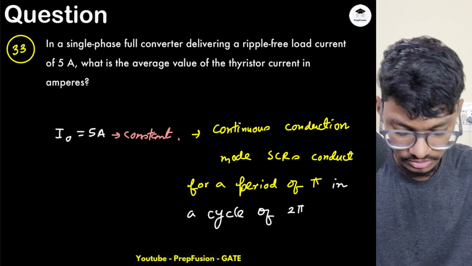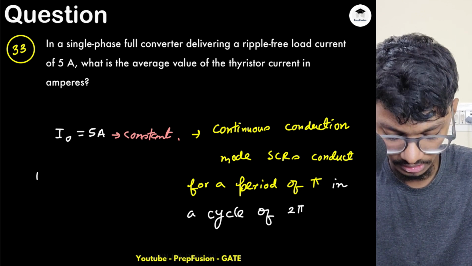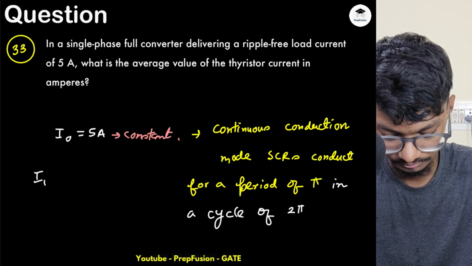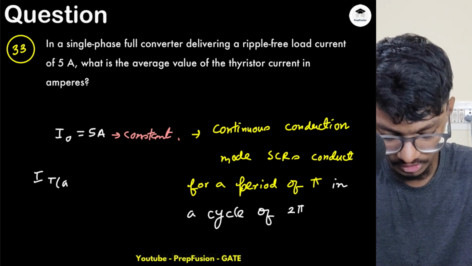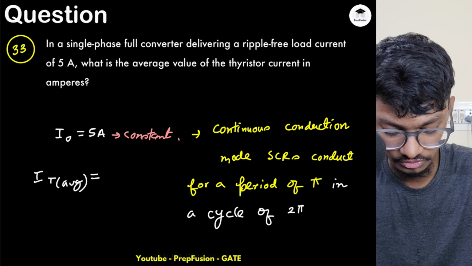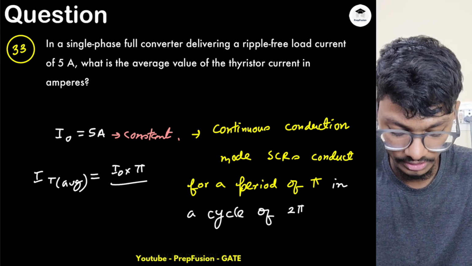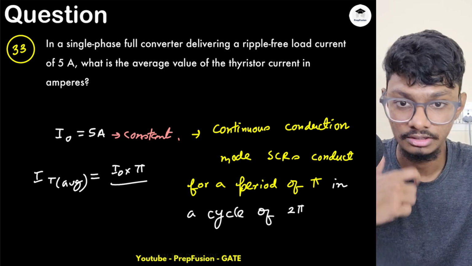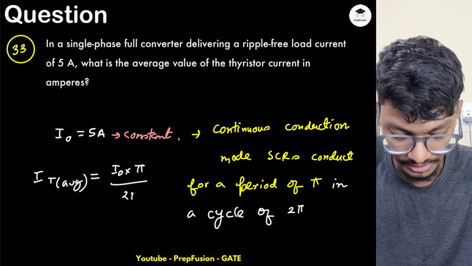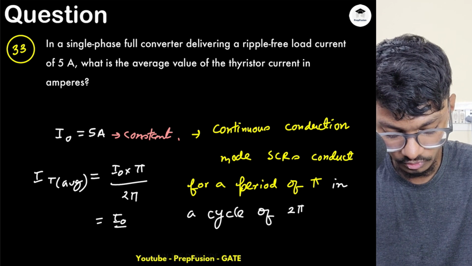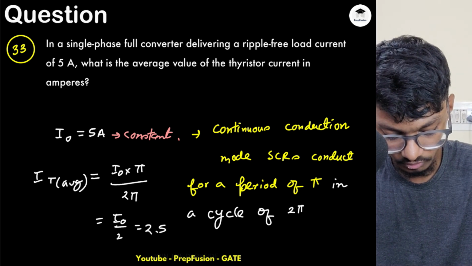So what will be the average? The average will be simple. I can show you IT average. We have computed this earlier as well, and I've just shown you the result. It is IO into pi, since that is the period for which it is conducting. This is the area, and we divide by the total time period, which is 2 pi. So this will be simply IO by 2. So this will be 2.5 amperes, right?